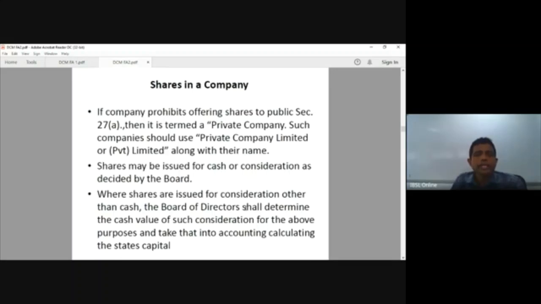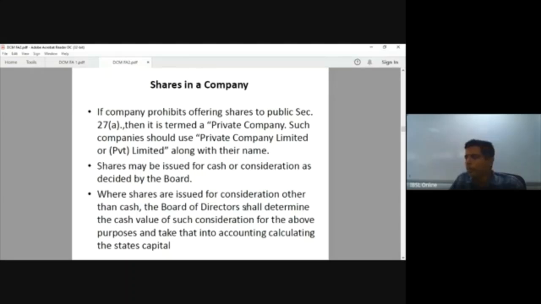If a company prohibits offering shares to the public, it is called a private limited company, or "private" within brackets (PVT) and "limited" along with its name. You have to write that. Normally, a PLC can invite the public to purchase its shares, but a private limited company doesn't have that luxury. Shares may be issued for cash or other consideration as decided by the board.